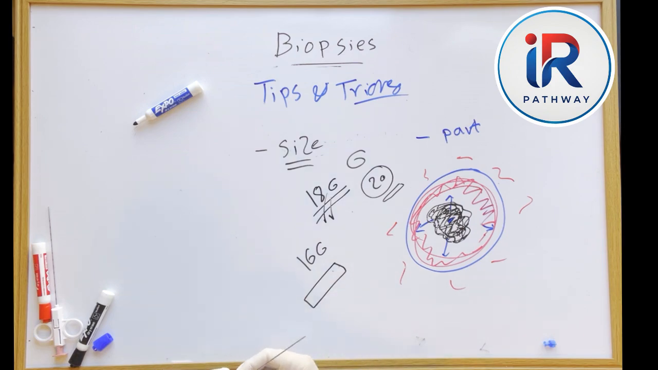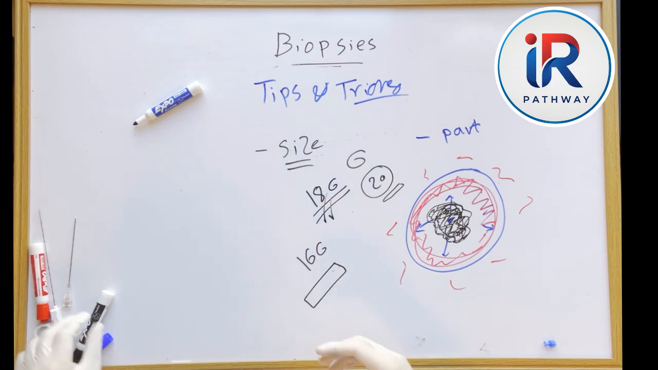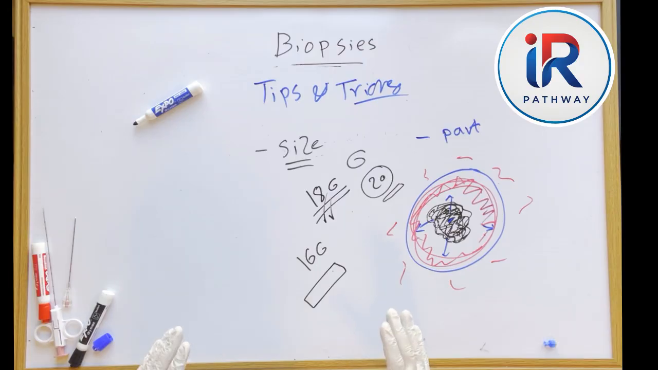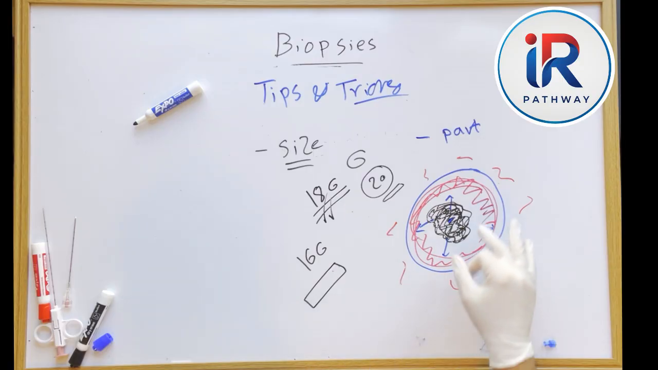All these factors should be planned before starting the procedure, and we will cover them in more detail in specific organ biopsies. So, if you have a PET CT or CT with contrast, you should look for the enhancing part of the lesion. That is the area you should target for biopsy.